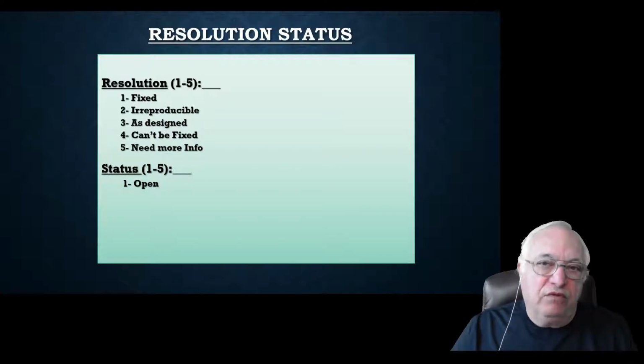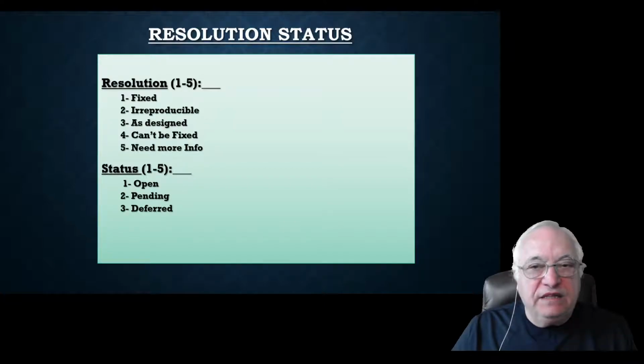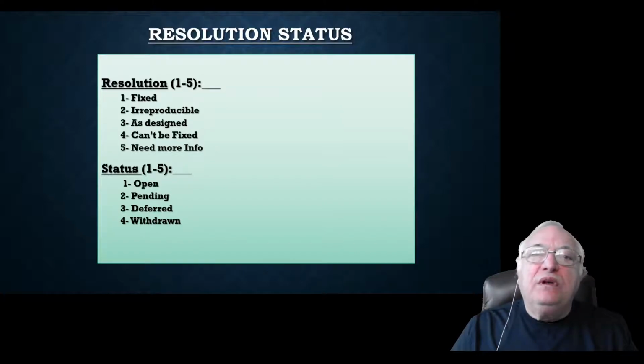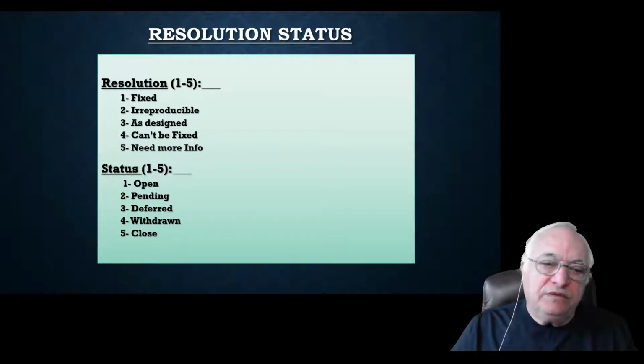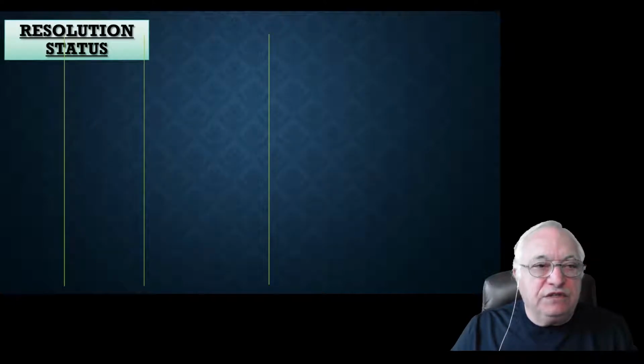Open means somebody wrote the PR. Pending means that that PR has been assigned to somebody. Defer means that that problem report is not going to be resolved for this release. Withdraw means the software organization that put out the PR found that they made a mistake in the steps, so they're going to withdraw it. Close, the PR got fixed by the design organization and got retested by the software organization, and everybody's okay. So let's go back. Let's continue with this resolution status.